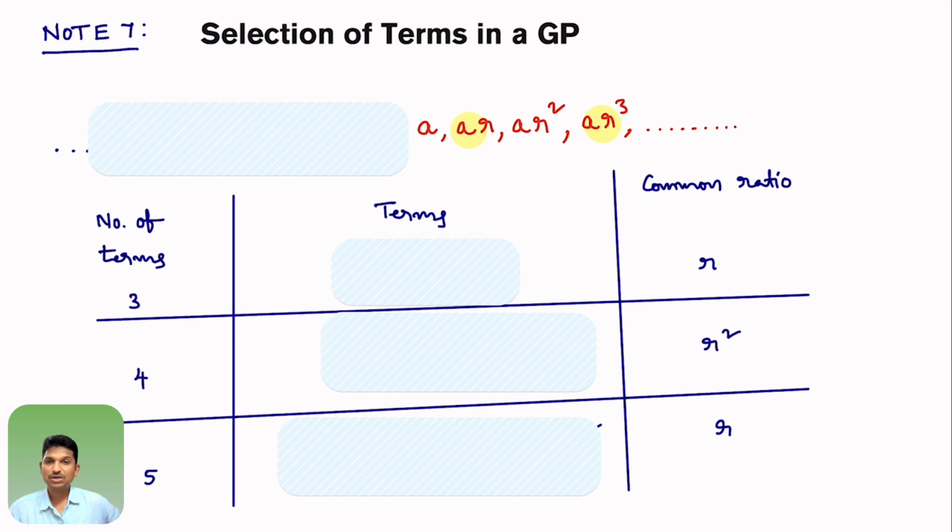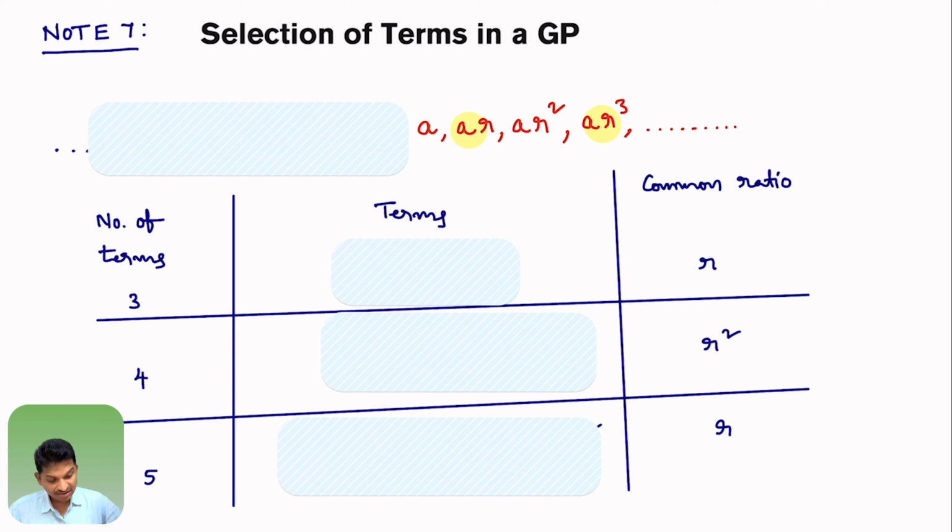While solving the problems, they'll give something like: 5 terms of a geometric progression whose sum is 10 by 5 and whose product is 20, then find those terms. In that case, this is useful.